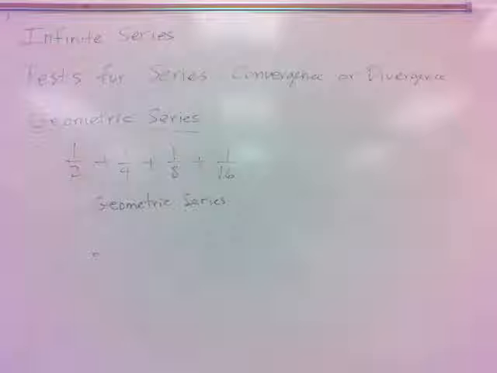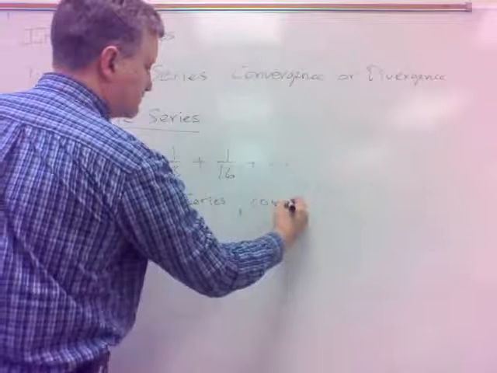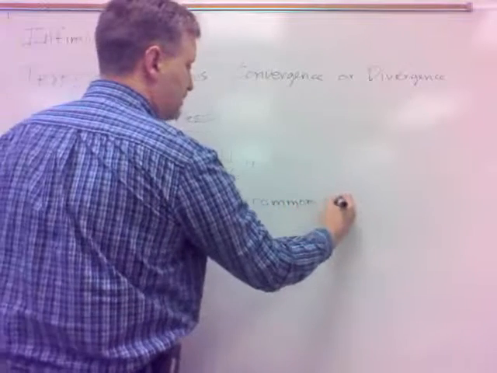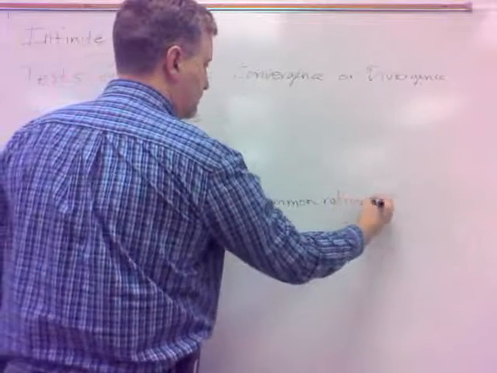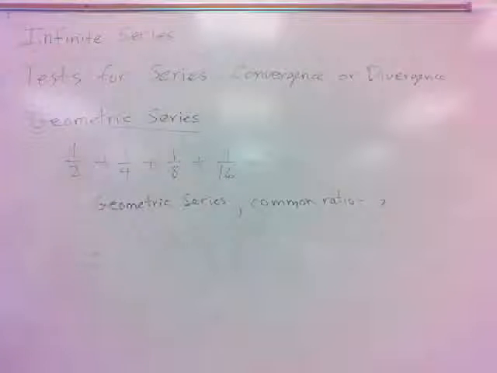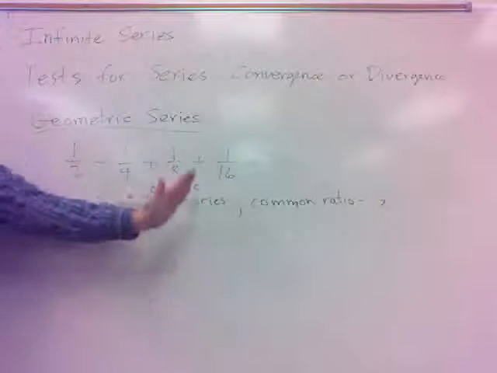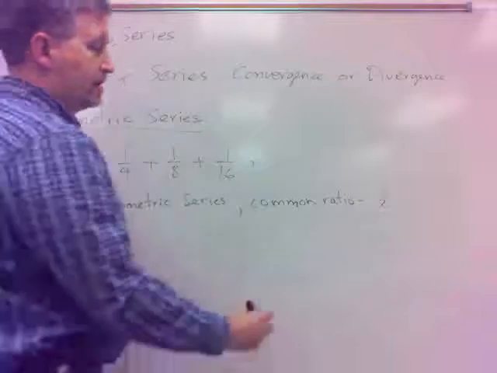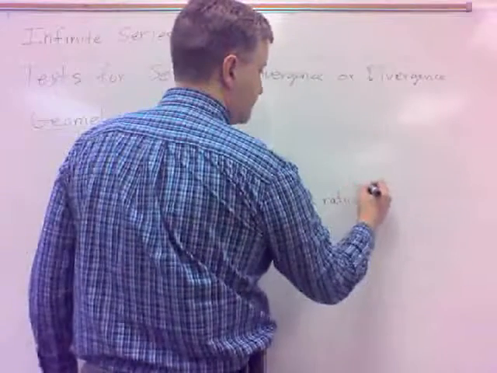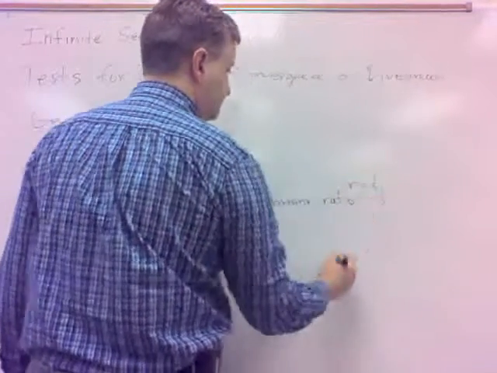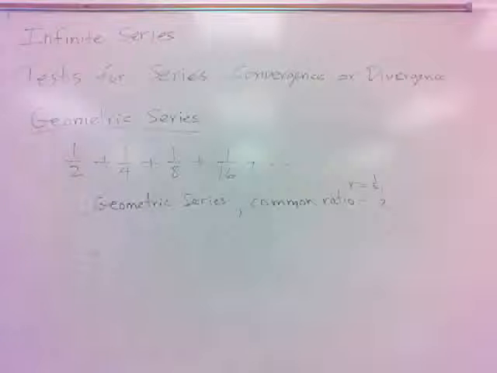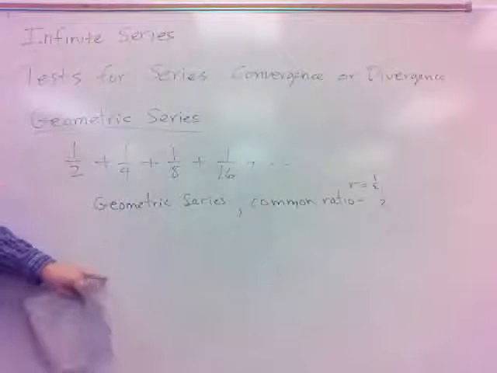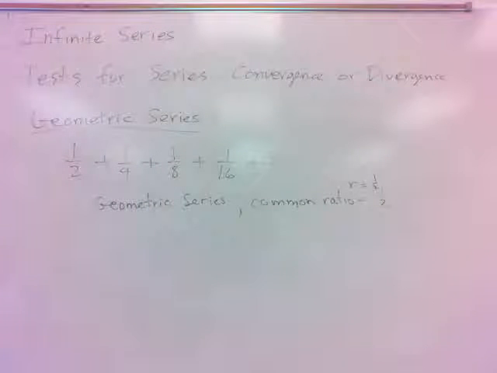It has a common ratio, right, between terms. What is my common ratio R here? 1/2. Yeah, the common ratio will be 1/2. Each time I'm multiplying by a half to get the next term, so that means my R is 1/2. So that's a geometric series, just like it's a geometric sequence if it was in sequence format.